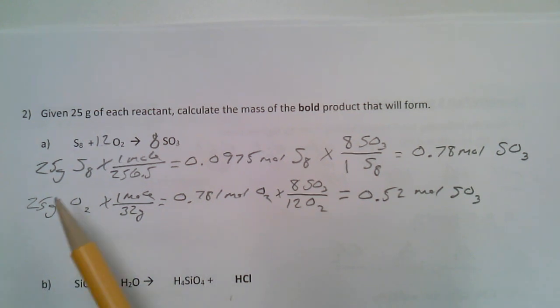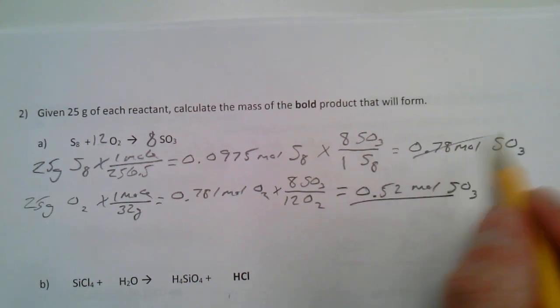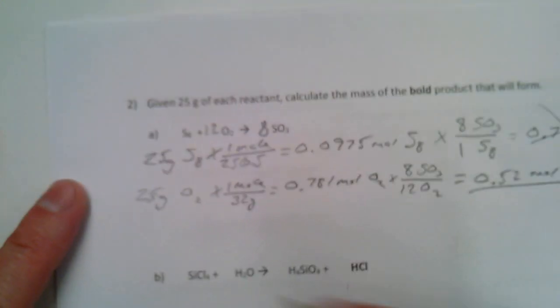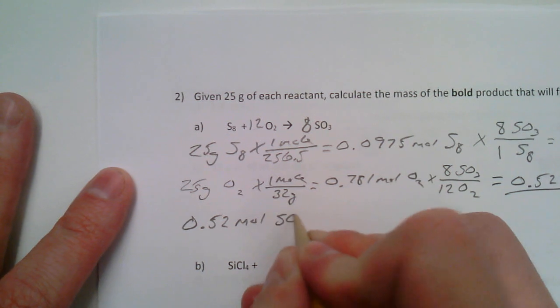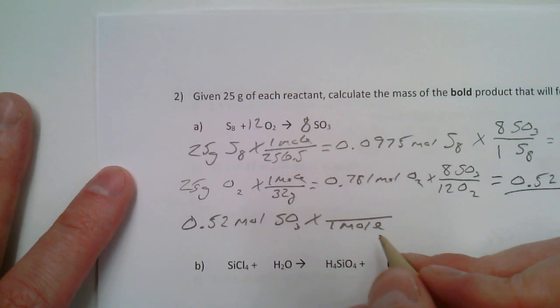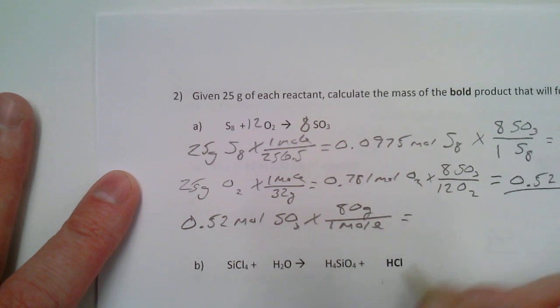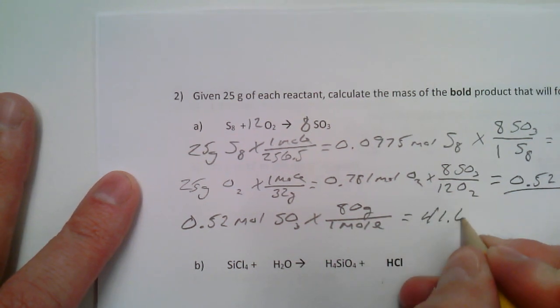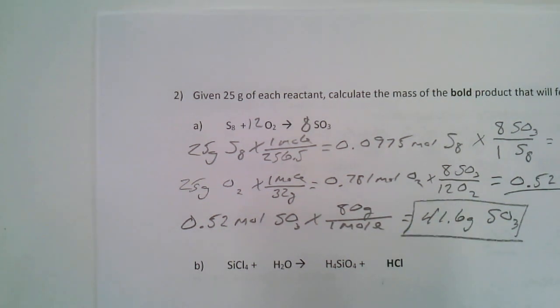So we have enough S8 to make 0.78 moles of SO3. We have enough O2 to make 0.52 moles of SO3. So how many moles of SO3 do we make? The smallest one. Right? So this is garbage to us. We don't even care about that one anymore. So last step is just to take the moles of SO3 and turn it to grams. So 1 mole of SO3, again, you get on that periodic table, and you'll see that it weighs 80. So you will get 41.6 grams of SO3, and that is our final answer.